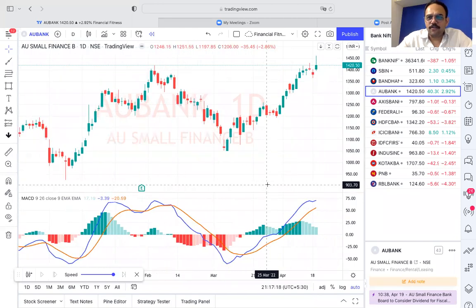You have a website called ChartLink, and you can set a scanner on that. I don't know how it will be there for the histogram, but MACD crossover it will give you.